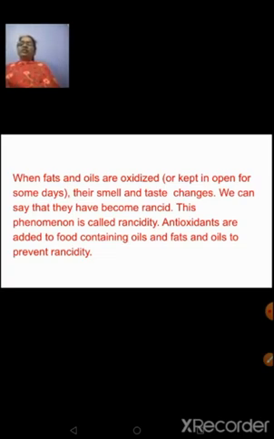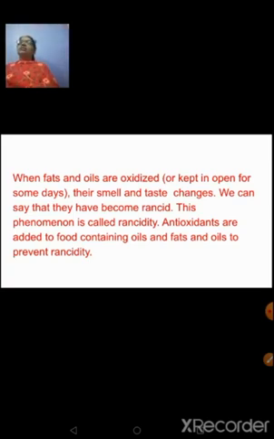Antioxidants are added to food containing fats and oils to prevent rancidity. Fats refers to other fatty substances other than oil also. Clear? So when you are asked to differentiate between rancidity and corrosion, you can write what you mean by corrosion, what you mean by rancidity. It should go hand in hand.